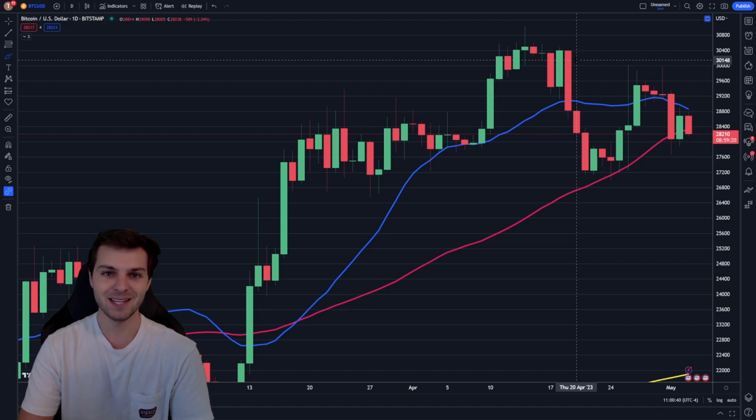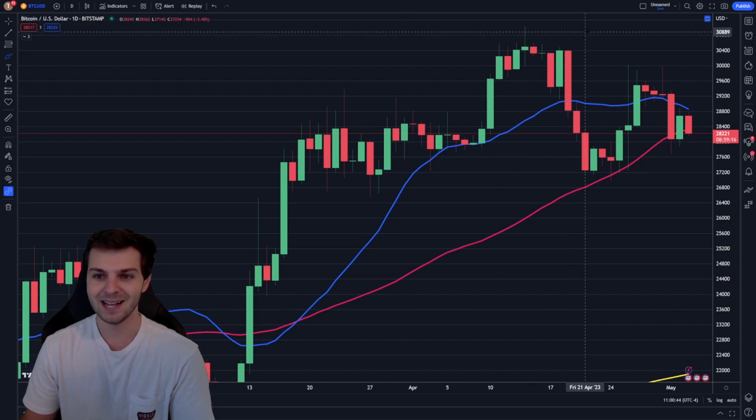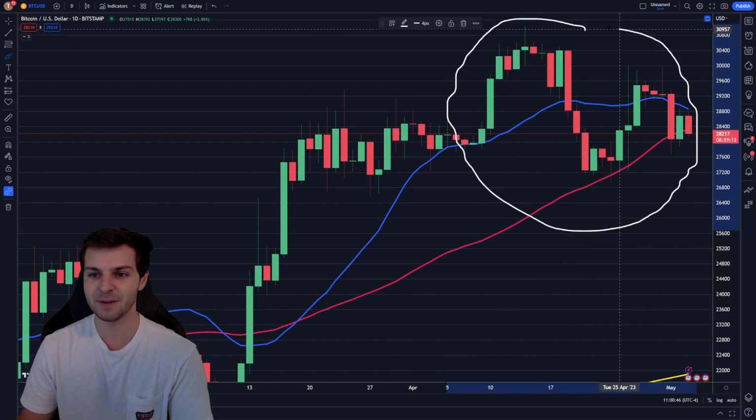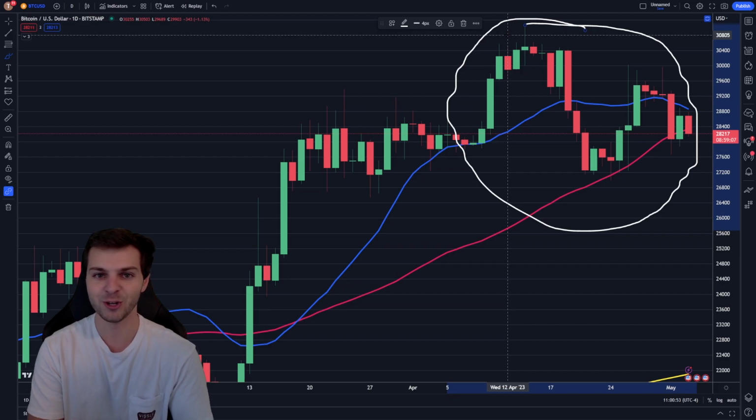Today we have a very special Bitcoin analysis in store for all of you, as there's not only a squeeze happening on Bitcoin's chart, but also a very specific candle chart formation with the moving averages playing a crucial role in all of this.